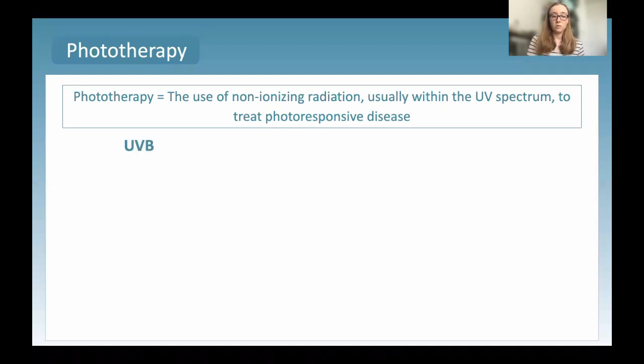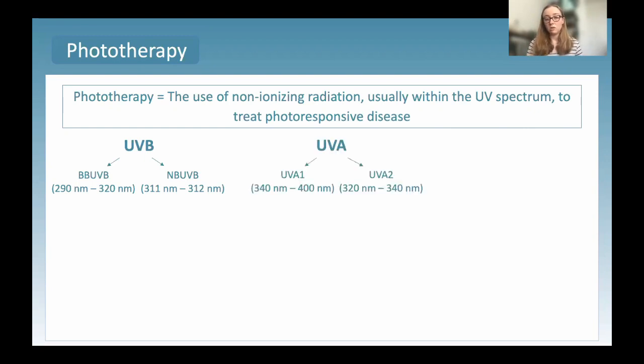The first is UVB therapy, and this is further split into broadband UVB and narrowband UVB, using the wavelength ranges shown here. The second is UVA, which again is split into UVA1 and UVA2. And third is PUVA, which is the use of psoralen and a broadband UVA source. And psoralens are generally used to increase the amount of UV absorbed, and this increases the potency of the treatment.